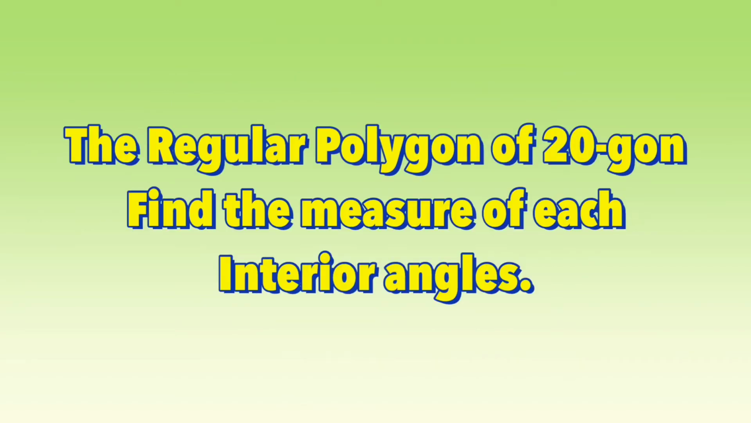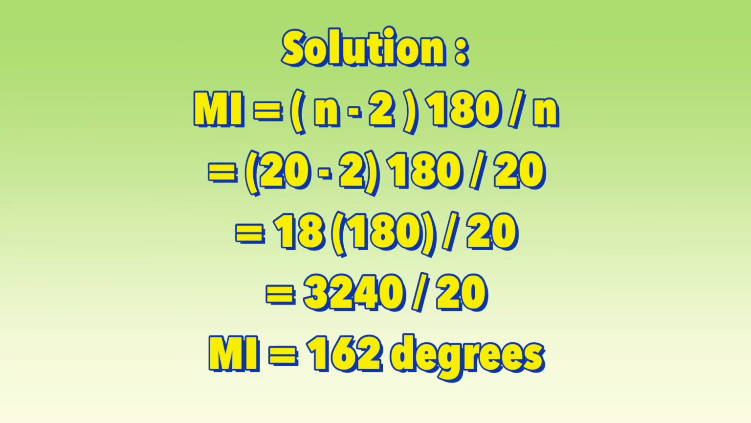Okay, we have another problem. The regular polygon of 20-gon, find the measure of its interior angles. So our solution, we will use the formula mi equals n minus 2 times 180 over n, and we substitute for n, 20-gon, so 20 minus 2 times 180 over 20. So 20 minus 2 equals 18 times 180 over 20, then 18 times 180 over 20. The result is that our measure of the interior angle equals 162 degrees.